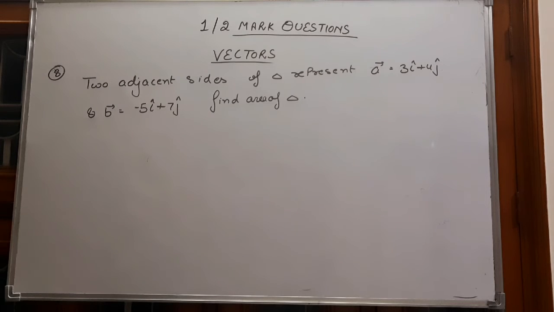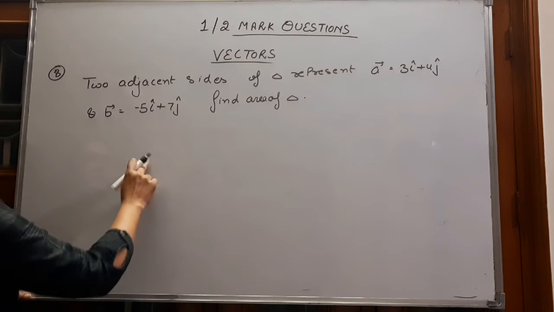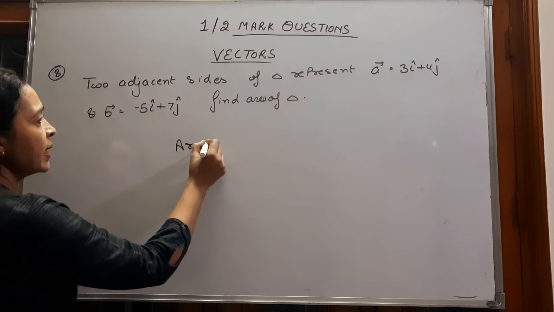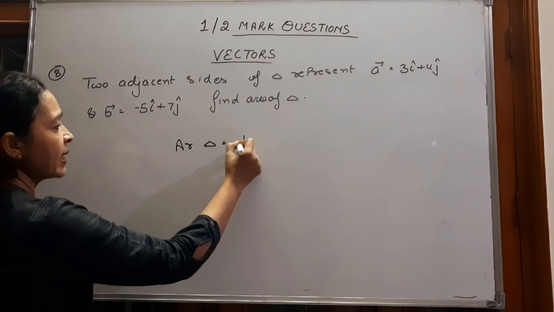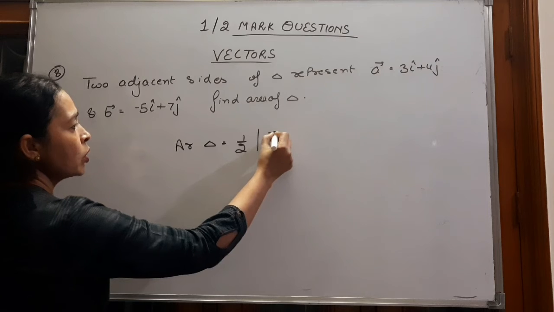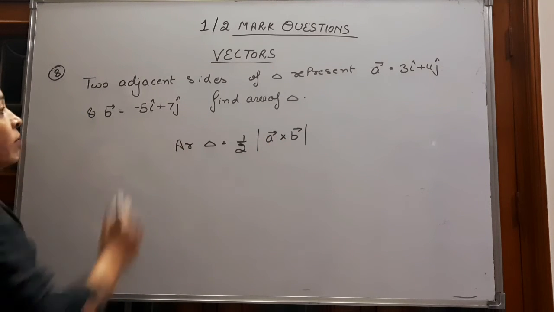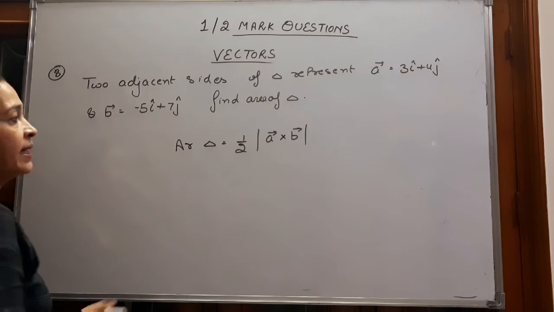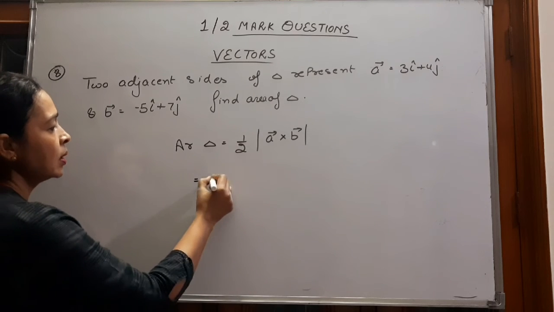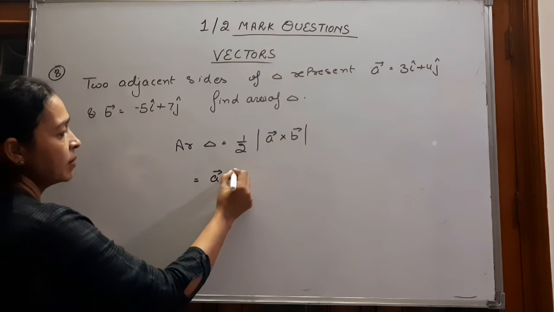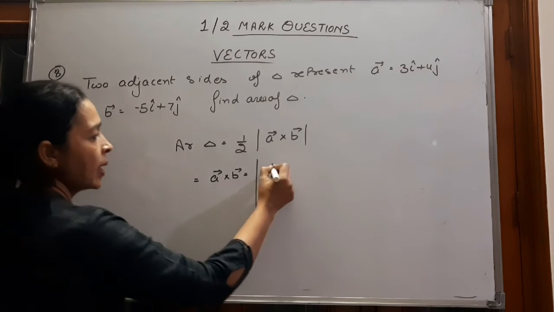Two adjacent sides of a triangle represent vector A as 3 i cap plus 4 j cap and vector B as minus 5 i cap and 7 j cap. We have to find the area of triangle. Area of triangle is 1 by 2 into the magnitude of cross product of vector A cross vector B, which are vectors representing adjacent sides. What is vector A cross vector B?